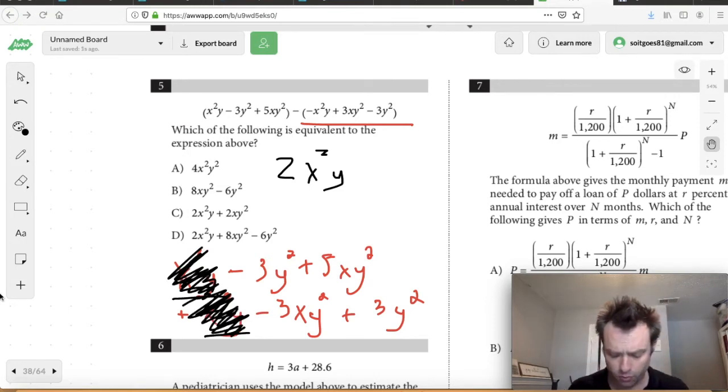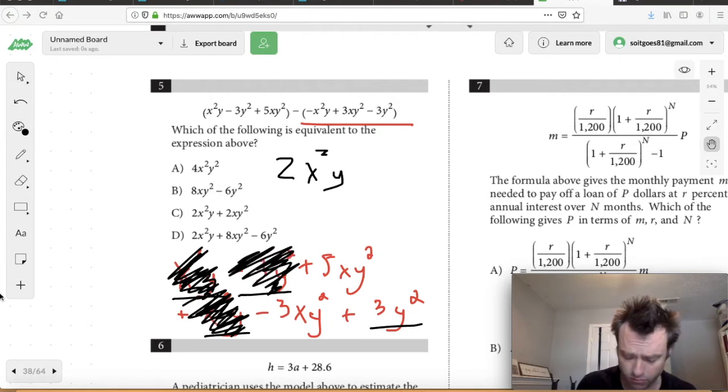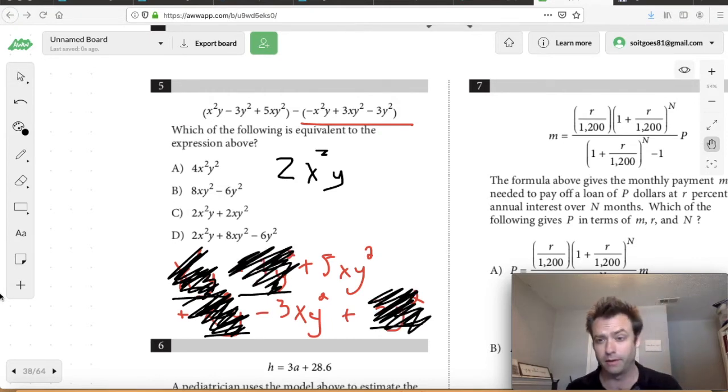Now let's underline two more like terms. I've got 3y squared and negative 3y squared. Those are going to cancel each other out. That's going to leave me with nothing. Anything plus its opposite is going to be 0. So I don't have to worry about those. Just scratch them out. Right? Like 1 minus 1 is nothing, and 2 minus 2 is nothing also.